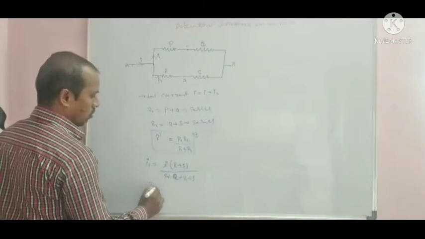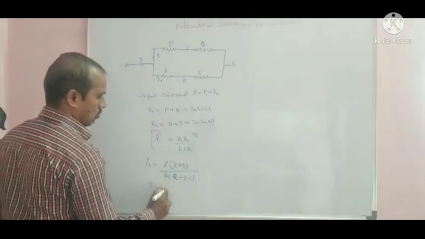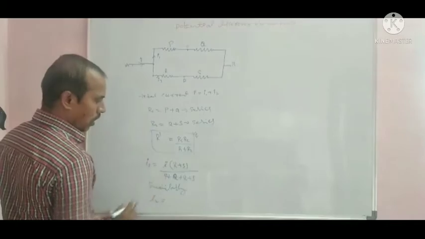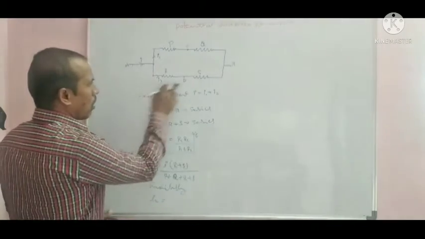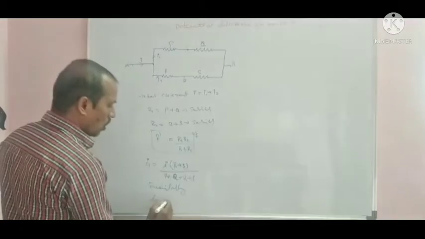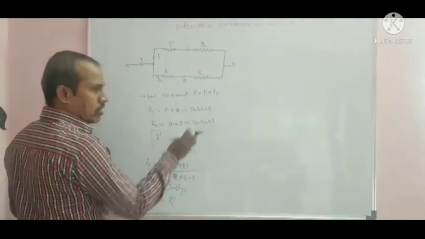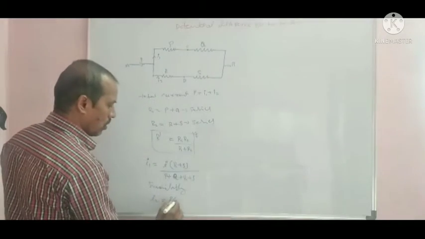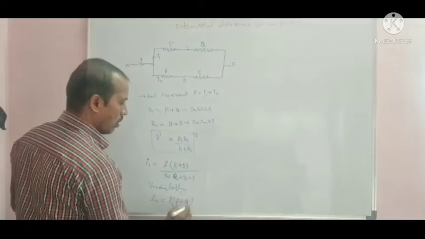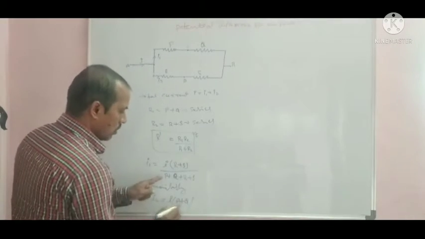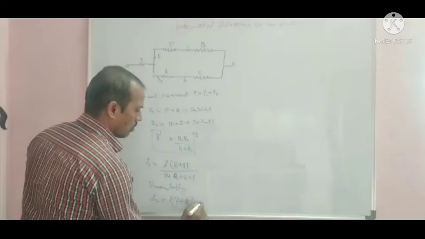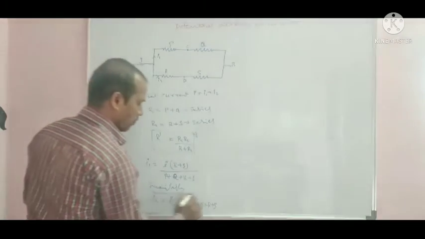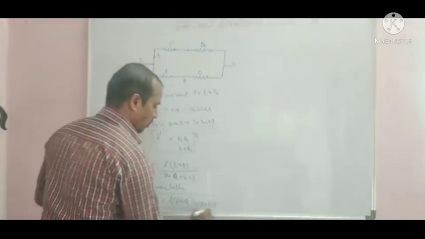Similarly, I2 is the current passing through R and S. I2 is equal to total current into the resistance of the opposite branch, P and Q. That means P plus Q, divided by total resistance P plus Q plus R plus S. This is I2.